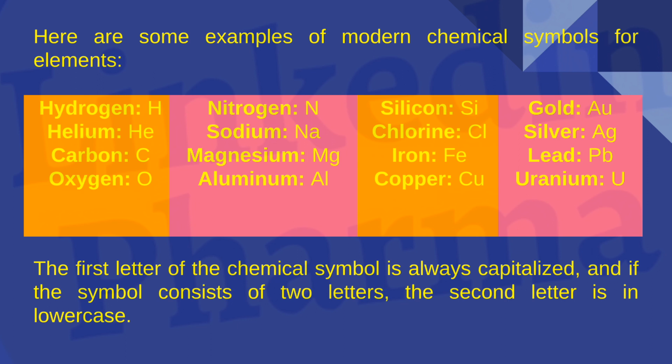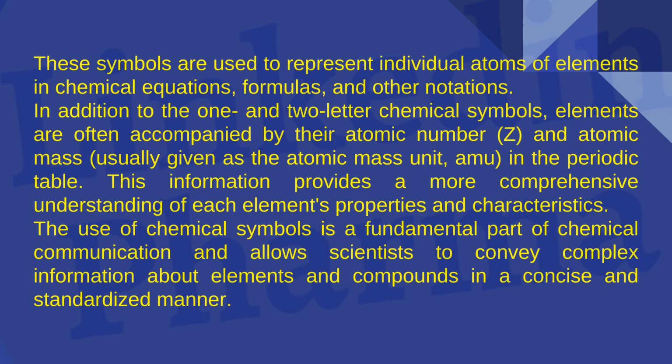The first letter of the chemical symbol is always capitalized, and if the symbol consists of 2 letters, the second letter is in lowercase. These symbols are used to represent individual atoms of elements in chemical equations, formulas, and other notations. In addition to the 1 and 2 letter chemical symbols, elements are often accompanied by their atomic number, Z, and atomic mass, usually given as the atomic mass unit in the periodic table. This information provides a more comprehensive understanding of each element's properties and characteristics.